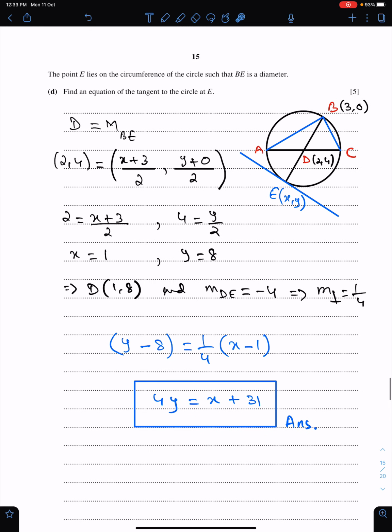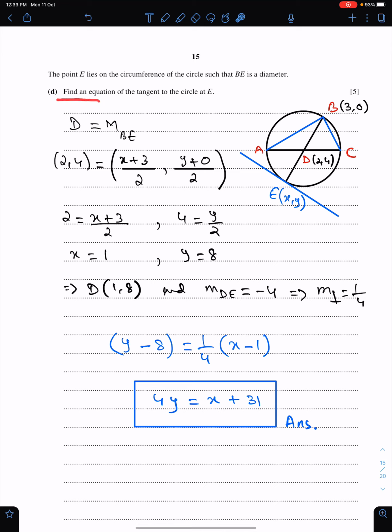Next part of this question. The point E lies on the circumference of the circle such that BE is a diameter. So if B is here, then E should be here. This is E. You can easily get the coordinates of E because D is the midpoint of BE. So for D, use the midpoint formula for BE. D is (2, 4), E is (x, y) and B is this. By using this midpoint formula, we get the coordinates of E.